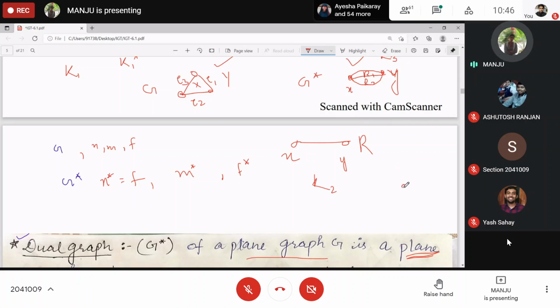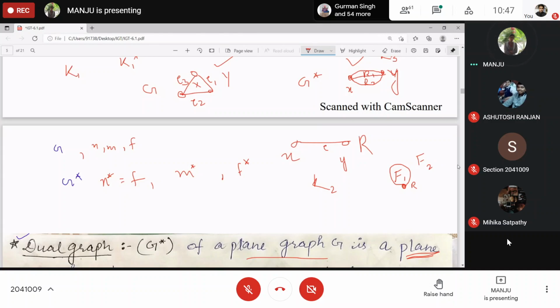There will be one vertex corresponding to R. It will have a loop. There is some S and there is R, so it will connect it. How many regions now? 2 regions, right? Region number 1 or face number 1, face number 2.